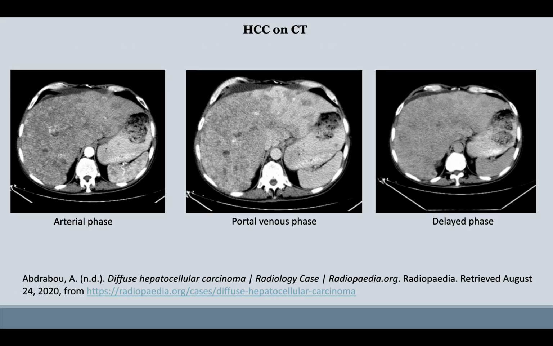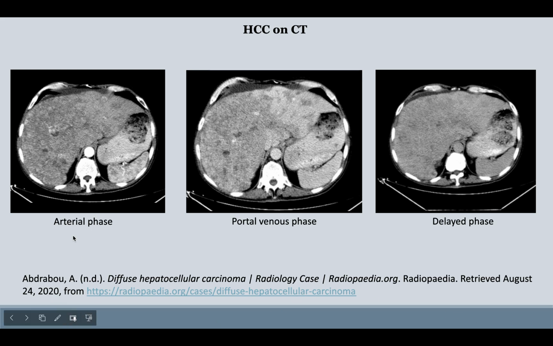So let me just talk a little bit about how hepatocellular carcinoma looks on a CT. I do not have the actual images for our patient's CT scan, but these images are very similar to how his scan would look, because we can see the liver is very enlarged and it is also cirrhotic, which is the case with our patient. And in these CT images, we can see there are plenty of small nodules all over.